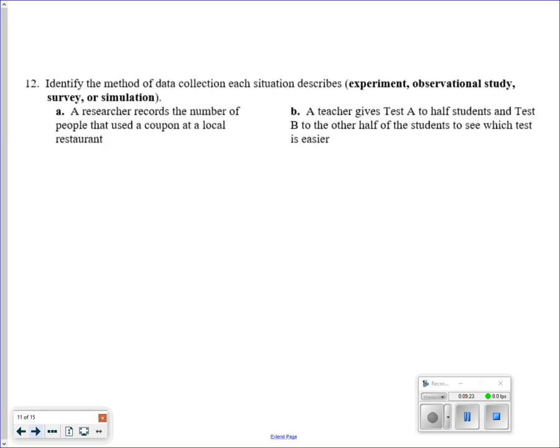Identify which type of data collection. This is going to be a little bit more challenging for some people.